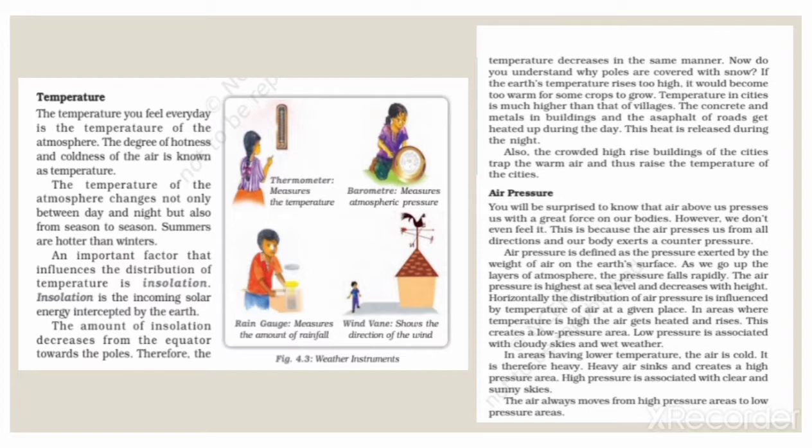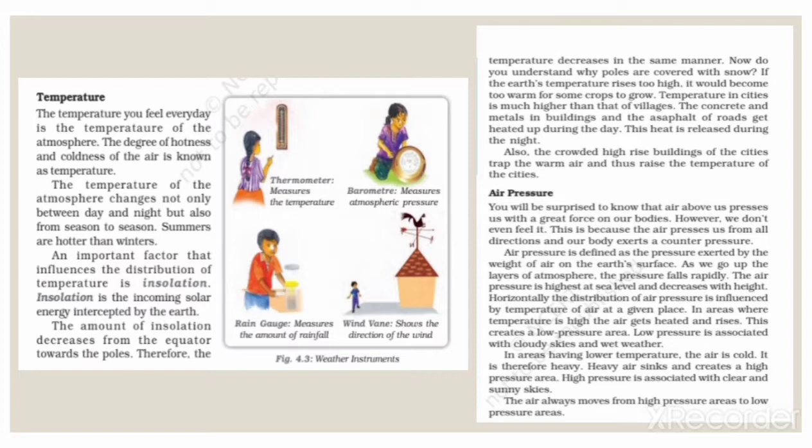Now let's move on to another topic, that is air pressure. What is pressure? It is the weight of the air on the earth's surface. We can see a pressure cooker, isn't it? On the top you can see that weight. But here we are talking about the pressure in the air, the weight of air on the earth's surface. Pressure falls with the increase in height. So as the height increases, the pressure falls.